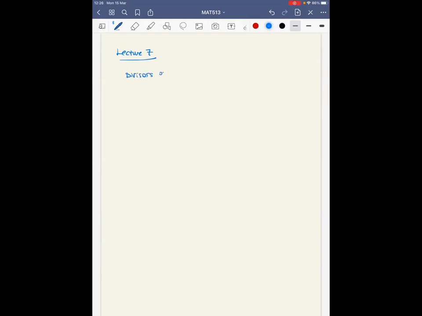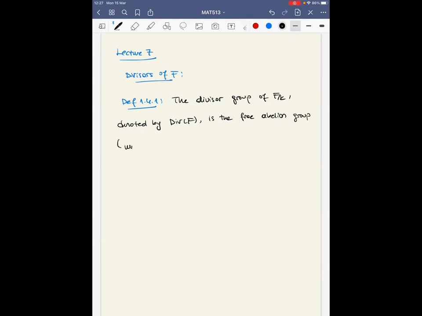The first definition is called the divisors of F, or more formally, we will introduce a special group structure inside the function field that will be called the divisor group of F. Briefly, we denote it by div of F as the free abelian group, with respect to an addition, we will define it soon, generated by the places in the function field F.